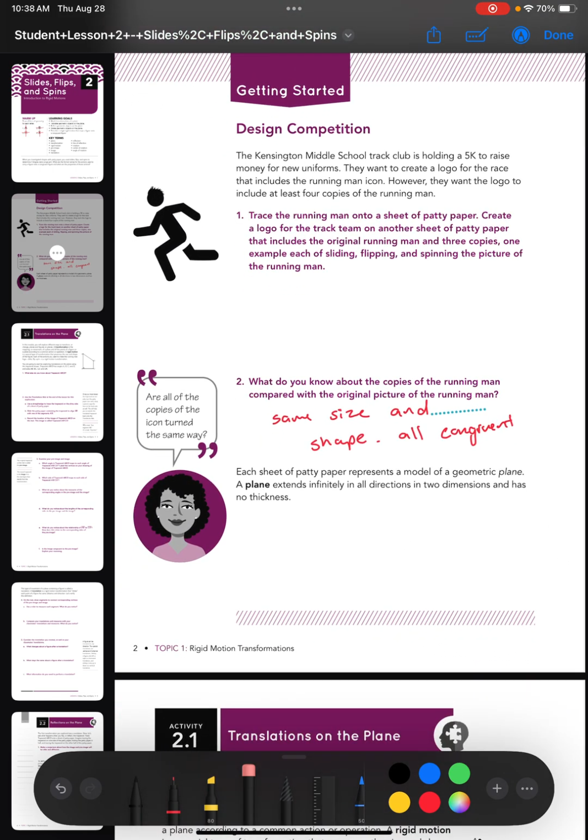So each sheet of patty paper, as you're doing this, is representing a model of a geometric plane. All a plane is, is a surface that extends indefinitely in all directions in 2 dimensions. So if you think of a piece of paper laying on a table, if that would continue in all directions, that would be in a plane together. You could take that paper and turn it vertically, and now you have a vertical plane. But in 2 dimensions, we're just talking, like I said, a piece of paper on the table. Imagine that going in all directions, and that's a plane. So as you slide something on that paper, left to right, you're moving it within the plane.